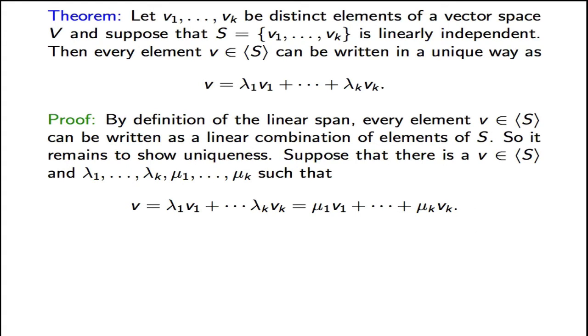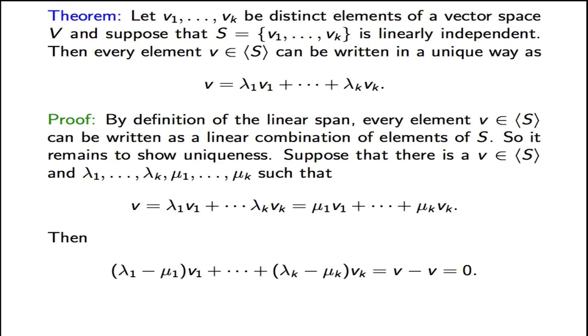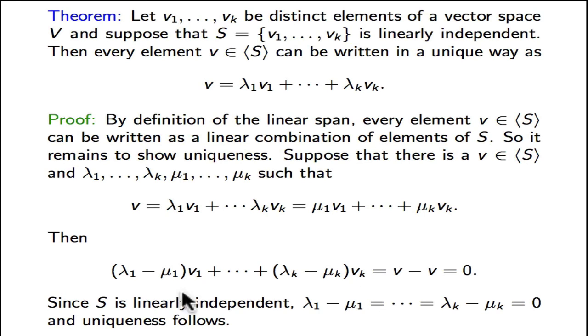But now we can subtract these two equations, and we use the commutative and associative properties to get that lambda 1 minus mu 1 times v1 plus dot dot dot plus lambda k minus mu k times vk is equal to v minus v, which is equal to 0. And then because S is linearly independent, we must have that all these lambda 1 minus mu 1 up to lambda k minus mu k are equal to 0. And now uniqueness follows. We get that lambda 1 is equal to mu 1, lambda k is equal to mu k, so we do indeed have uniqueness.